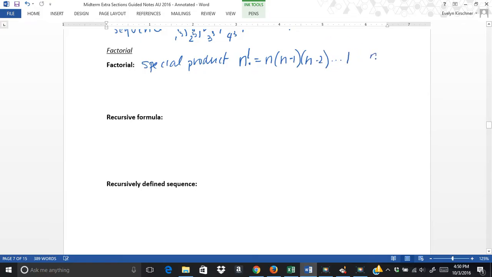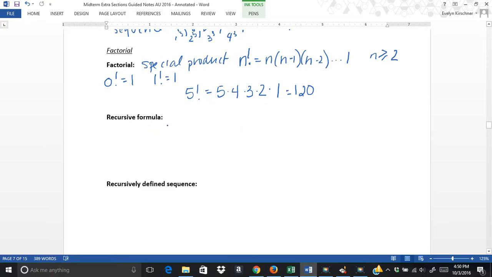So n has to be greater than or equal to 2. Special cases: 0 factorial is 1, and 1 factorial is 1. Okay, so an example would be maybe 5 factorial, and that would be the same as 5 times 4 times 3 times 2 times 1, which is 120. So you can just use it that way.